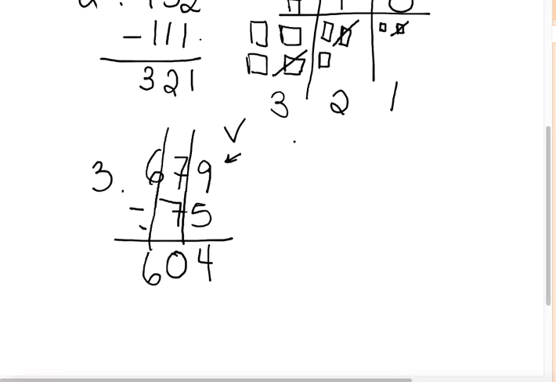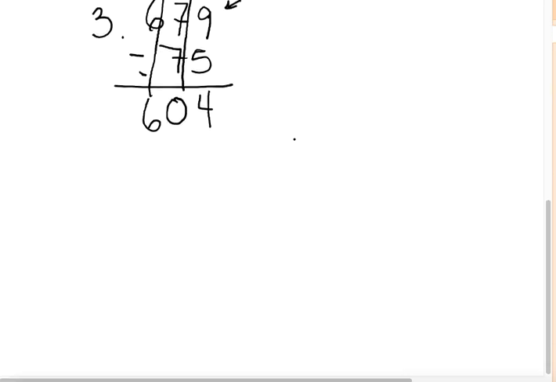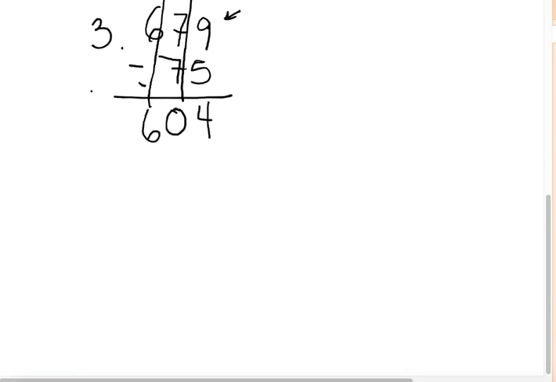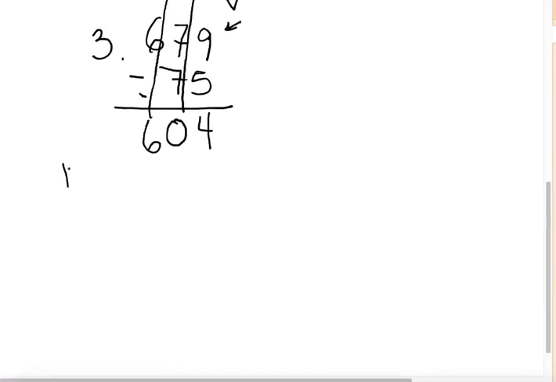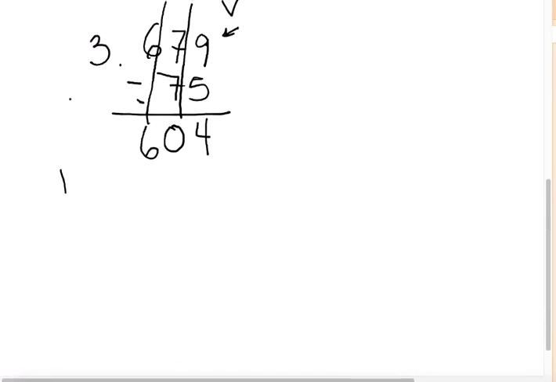So in all these scenarios, the top number values were bigger than the lower number values, but that's not always the case. So let's move on to the concept of borrowing or compensating. So I will draw this first one out.